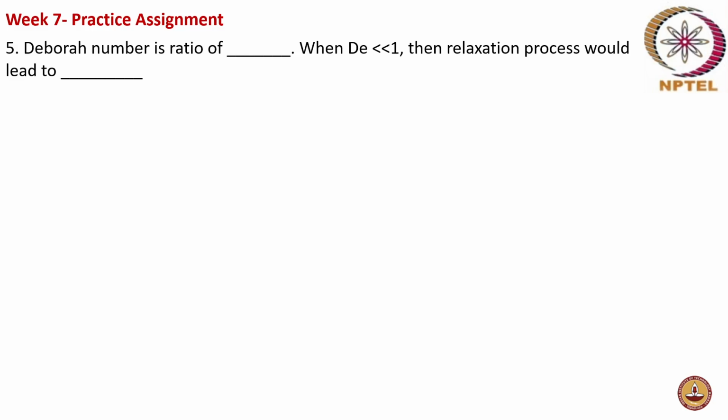Next question. Deborah number is the ratio of dash, and when Deborah number is very much smaller than 1, then the relaxation process would lead to dash. So there are two questions in question number 5. First is, what is Deborah number? Deborah number is the ratio of something. What is that ratio? And then when the value of Deborah number is very much smaller than 1, the relaxation process would lead to what?